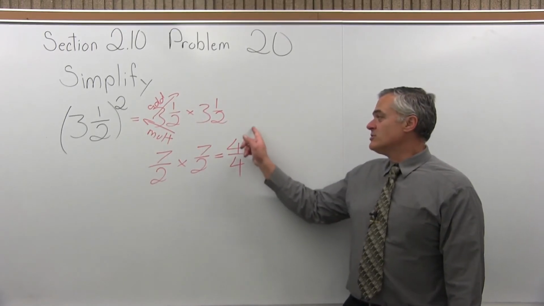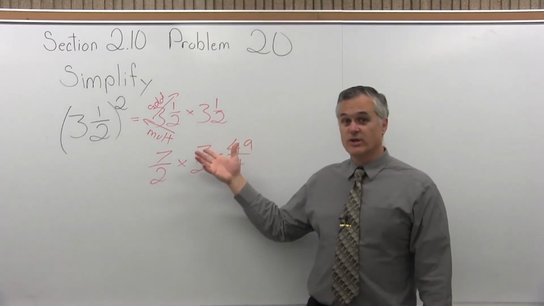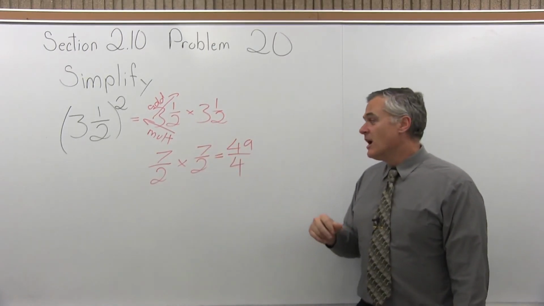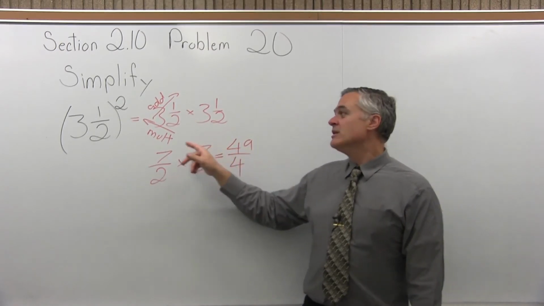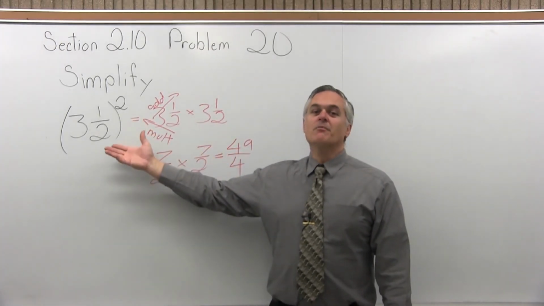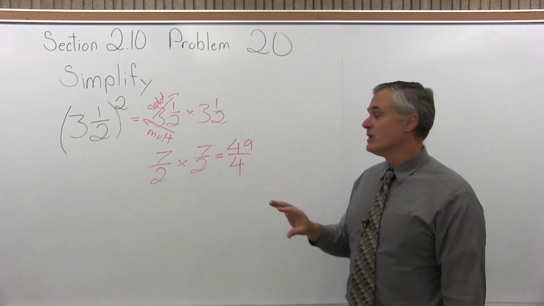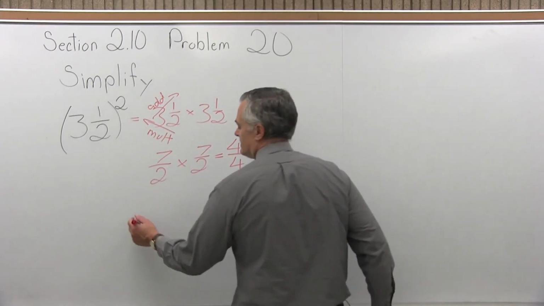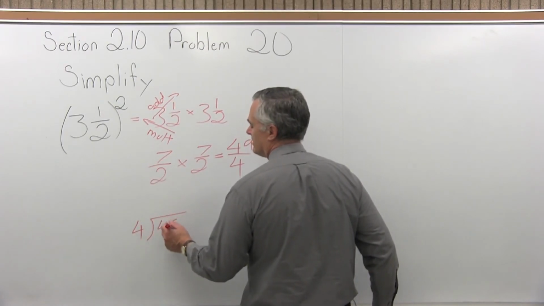Now, some math teachers are fine with leaving your answer as an improper fraction, a fraction where the numerator is larger than the denominator. Other math teachers prefer that when you have an improper fraction, that you put it back in the form of a mixed number, a number with a fraction. So if that's what your teacher would like you to do, what you should do is divide the denominator of 4 into the numerator 49.